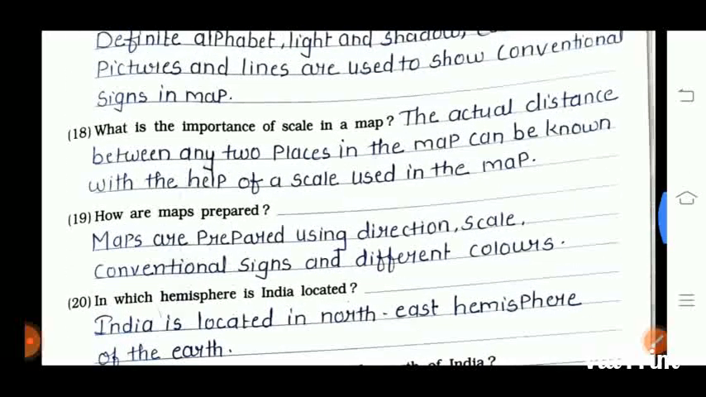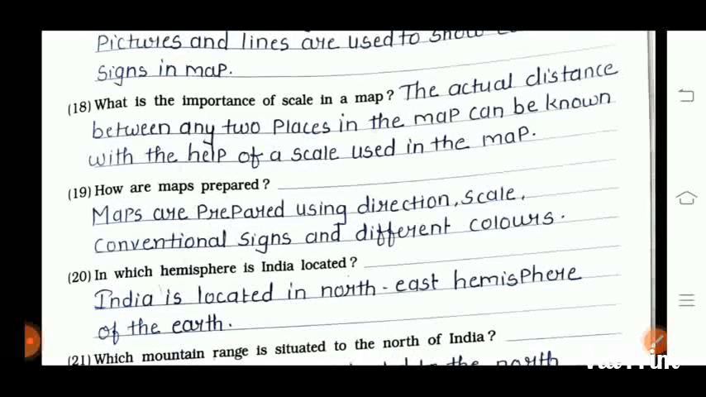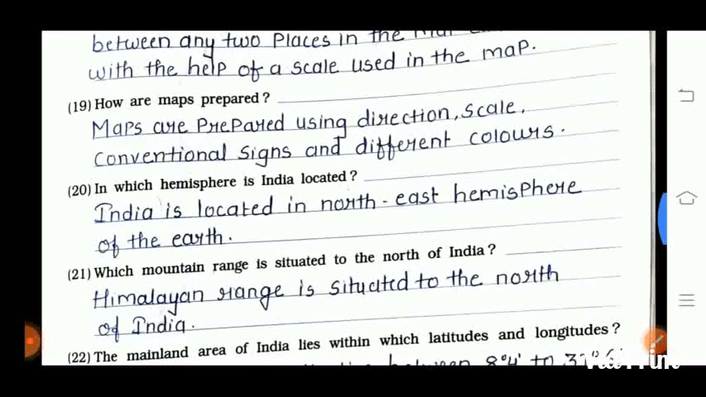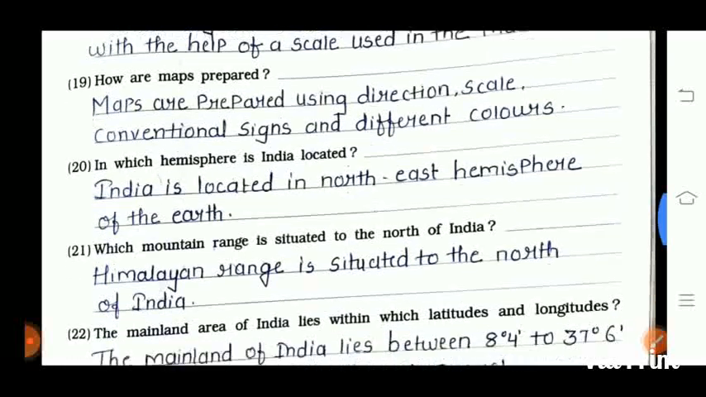18. What is the importance of scale in a map? The actual distance between any two places in the map can be given with the help of the scale used in a map. 19. How are maps prepared? Maps are prepared using direction, scale, conventional signs and different colors.